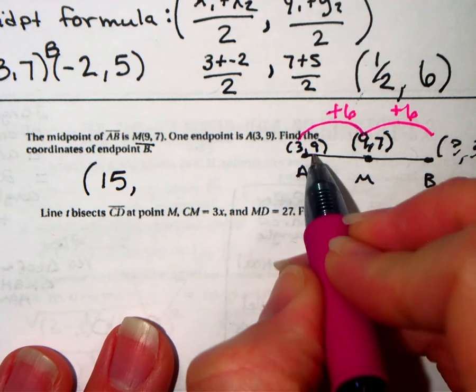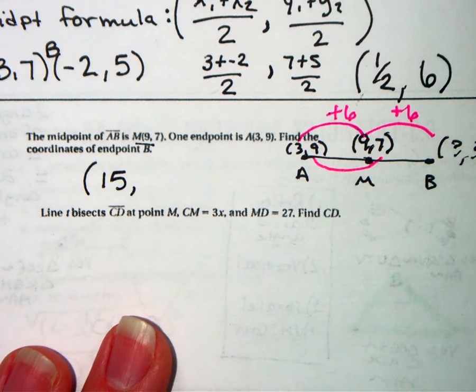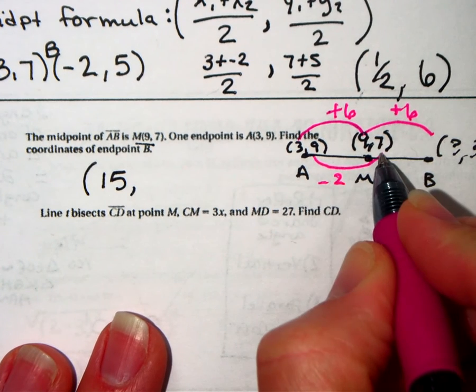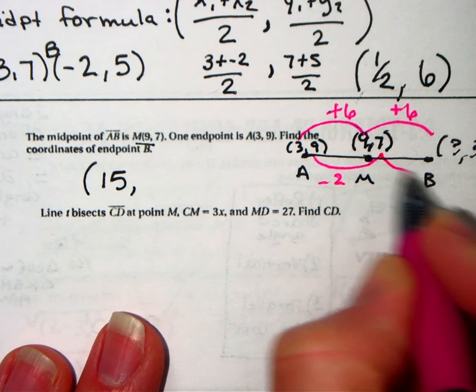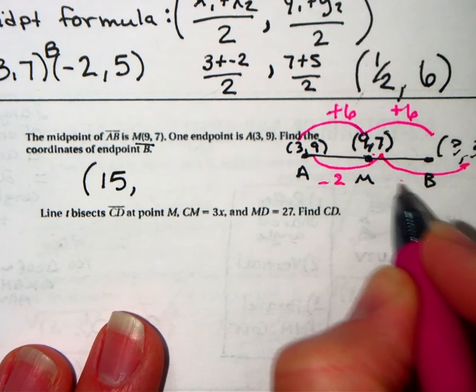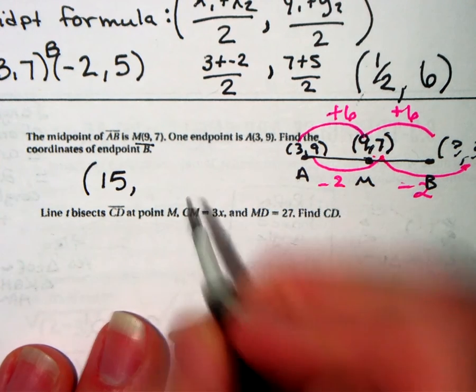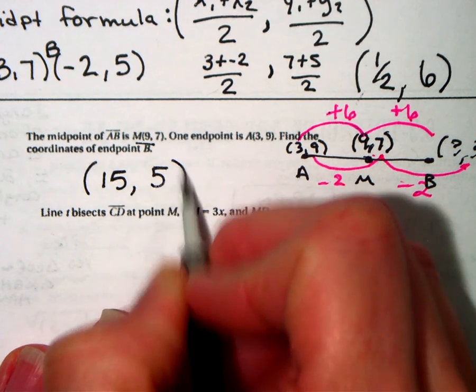How far is it from 9 to 7? It's negative 2. So we're going to go down 2. So you have to then start at 7. That only got you halfway, so you have to do that again. So start at 7 and go down 2. 7 minus 2 is 5.